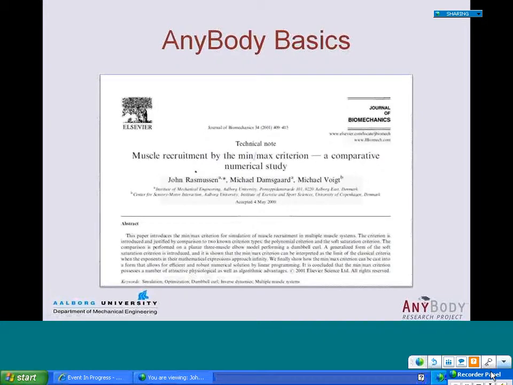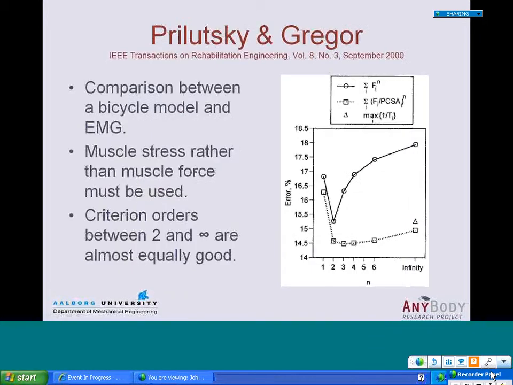I also want to direct your attention to another paper by Perutsky and Greger in the IEEE Transactions on Rehabilitation Engineering from September 2000. What they did was they took a bicycle model and they created a musculoskeletal model of that. And then they ran the model with various choices of objective functions. And then they compared with measured data from a similar experiment. And then they calculated a norm for the difference between the experiment and the predictions by the model.